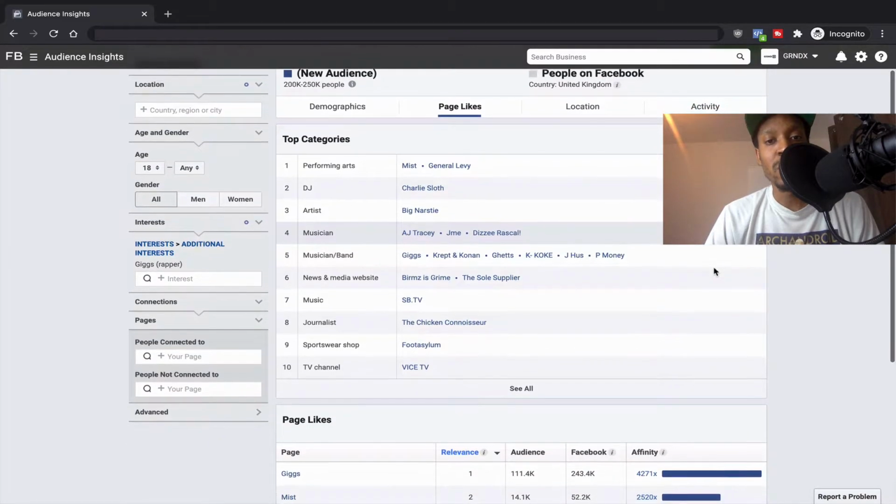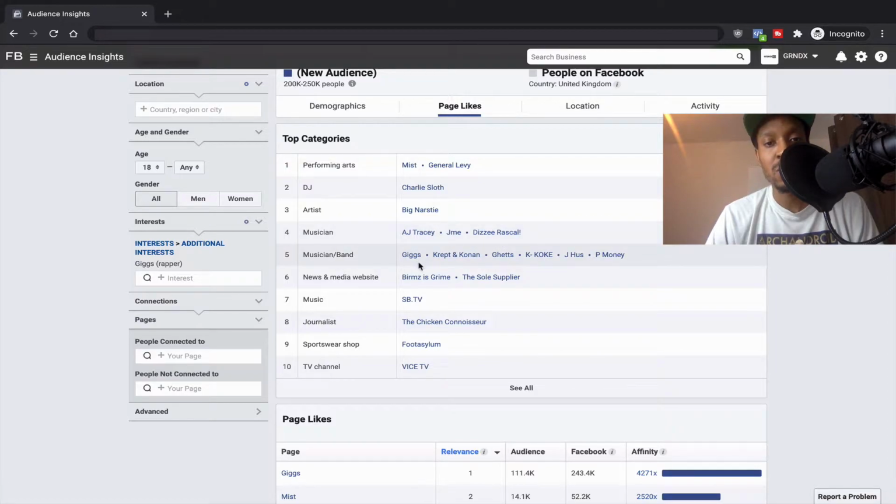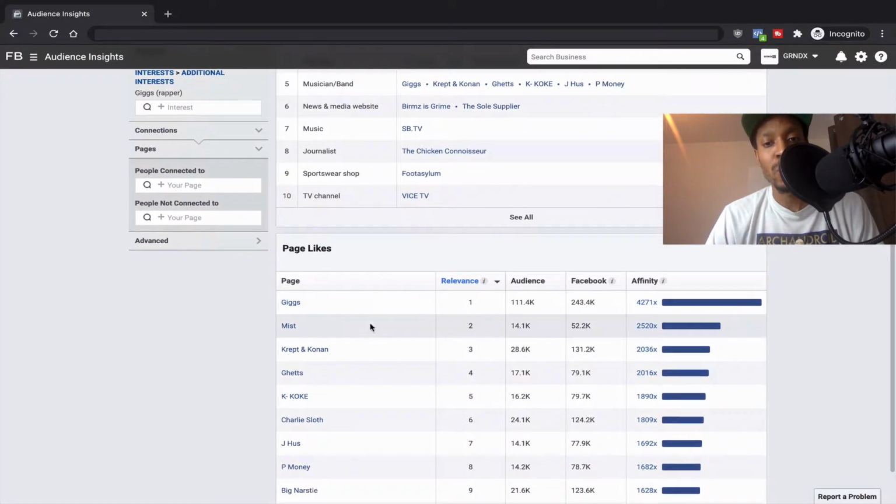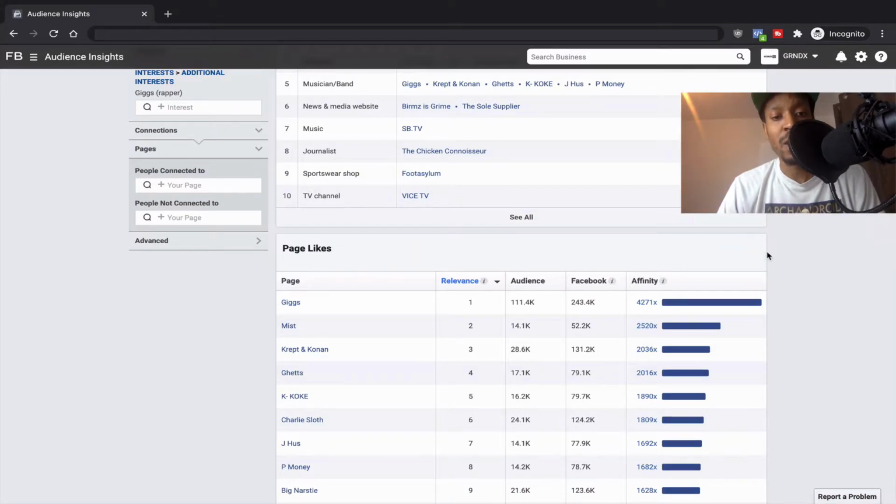So what you want to do here is you want to look at musicians: AJ Tracy, J Mead, Dizzy Rascal, Krypton Conan, Gets, K Cole, J Haas, P Money. But what you want to do with this information is you want to scroll down here, and this is where it shows you the closest pages related to Gigs the rapper.